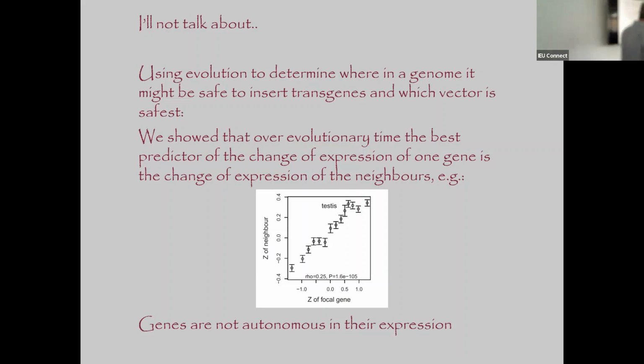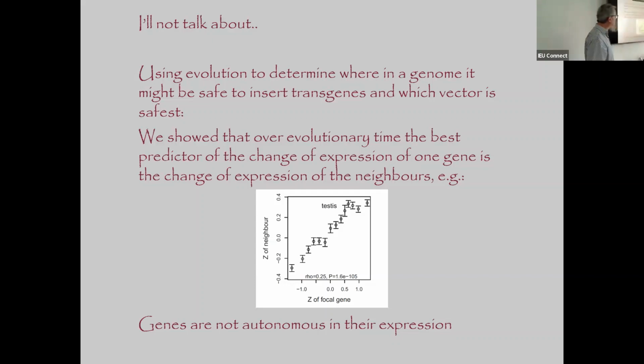And one of the first things that we discovered a few years ago is that it turns out that the best predictor of the amount of evolutionary change in gene expression between us and the human-chimp common ancestor is actually the amount of change in the gene expression of your neighbours. And this is what this particular plot shows, for example. So a positive Z here means a particular gene has increased its expression from the human-chimp common ancestor to humans. A negative one means it's gone down.